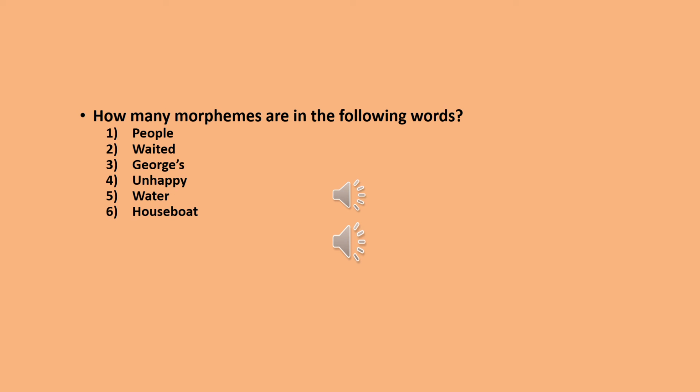Number 3, George's. That would be 2. You have George, and then when you add the apostrophe s, you make something possessive. Number 4 has 2, unhappy, un meaning not. Number 5 would have 1 morpheme. You cannot separate the word water and have any other meaning. Compound words will also be included with morphemes. Houseboat, for example, would have 2 morphemes, house and then boat.